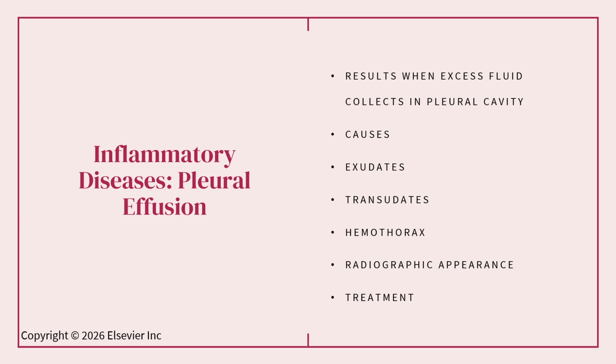The signs include a blunting of the costophrenic angles, which is demonstrated in an erect lateral chest X-ray. A lateral decubitus X-ray is also valuable because it can demonstrate smaller amounts of fluid. Because of the excess fluid, pleural effusion is an additive pathology, so we would want to increase our technique. Treatment is to address the underlying pathological condition. Thoracentesis or other interventional techniques may be used to remove excess fluid to alleviate symptoms.